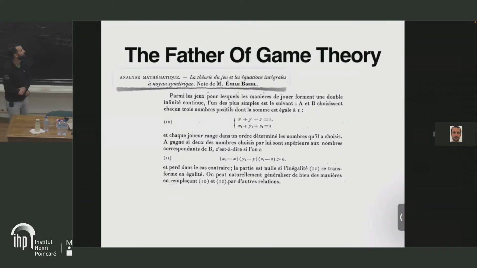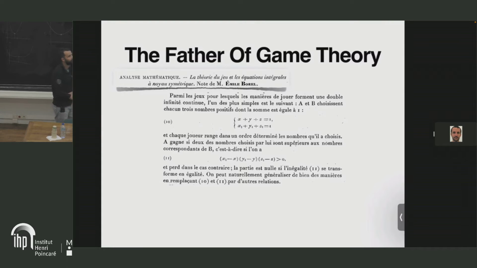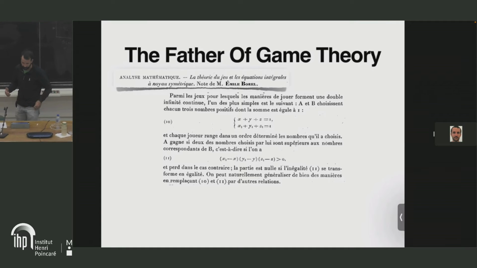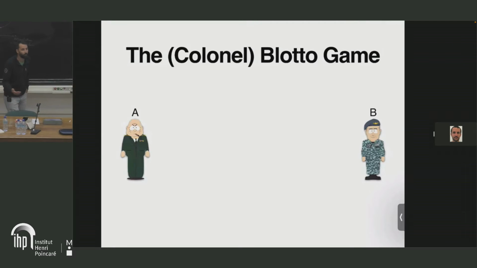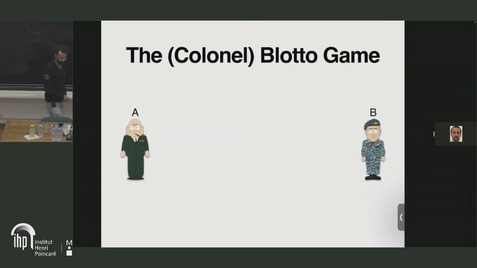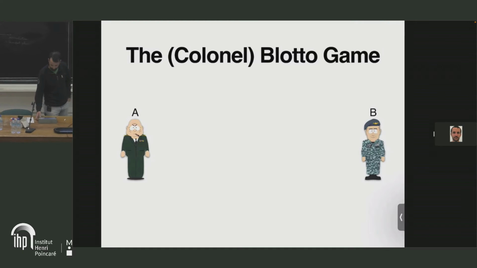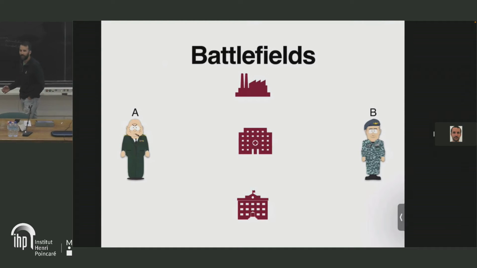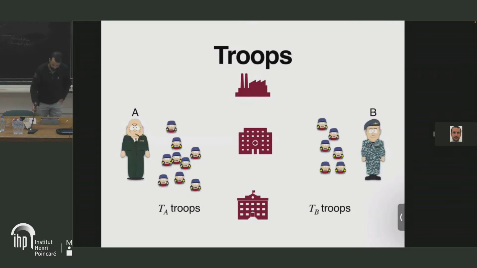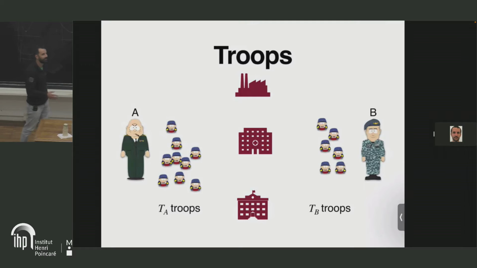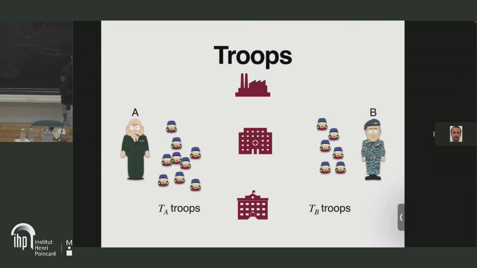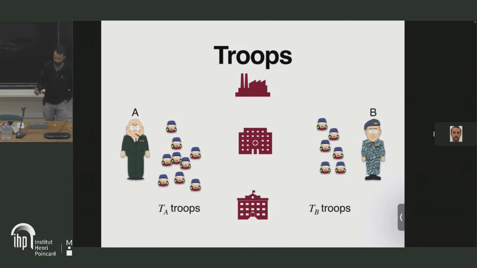And so this game that Émile Borel introduced in this first paper is a very simple game. Here he explains this with mathematics, but it's also presented as a war game, so I'm going to introduce it with a war analogy. You have two generals or colonels that are fighting over a bunch of battlefields, and they're given a bunch of troops. We're going to call TA and TB the number of troops, but let's assume that they are real numbers, and you can divide your troops as much as you want.